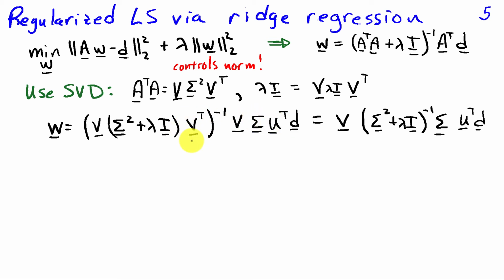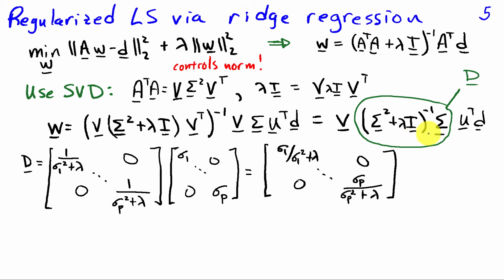Well, I can take the V's out of the inverse here and rewrite this expression as V, the quantity sigma squared plus lambda I, inverse, and in here I would have had a V transpose V, and then U transpose D is the final term. Now it's worth looking at this term that I've circled, I'm going to call it D here, because it's actually quite simple. Sigma squared plus lambda I inverse is a diagonal matrix, and on the diagonal it has 1 over the squared value of the singular value plus lambda. And I'm multiplying this times sigma.